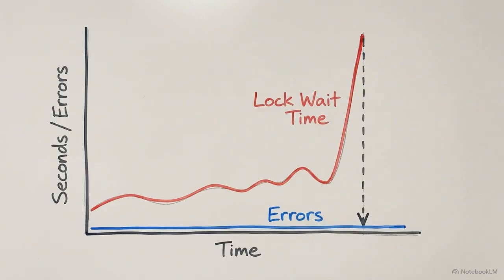This chart shows how these failures present in production. The red line representing lock wait time is rising, even though the error line stays at 0. Monitoring this wait time metric is the only way to detect a lock bottleneck before it impacts users.